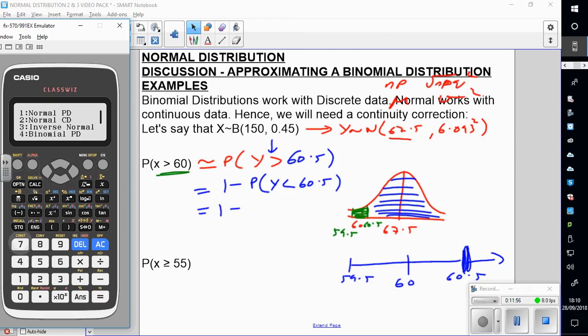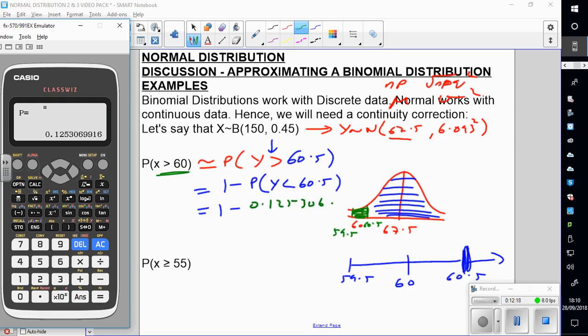So we've got 7, we got a normal CD, we go minus 1,000 like normal, and then we go 60.5, we got our standard deviation 0.093, and we got 67.5 as our mean. So that's that. So 0.125306, blah, blah, blah. We'll do store A like we normally do, and then we'll go down and we go 1 minus our alpha A, and we get 0.874, well, 5 to 3 sig fig, right?